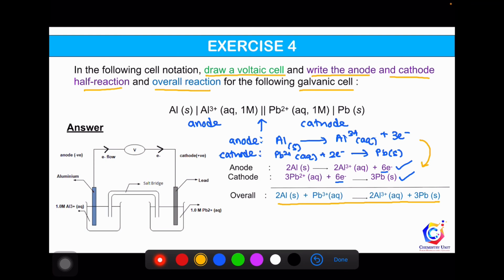Next would be drawing the voltaic cell. What are the key things that you have to make sure that is in your drawing? First would be the correct electrode and their solution. Make sure to label them both for the anode end as well as the cathode end. Make sure to label the anode end as negative terminal and cathode end as the positive terminal. Include a salt bridge and also indicate the electron flow direction. Since it is a voltaic cell, make sure there is a voltmeter in the middle.